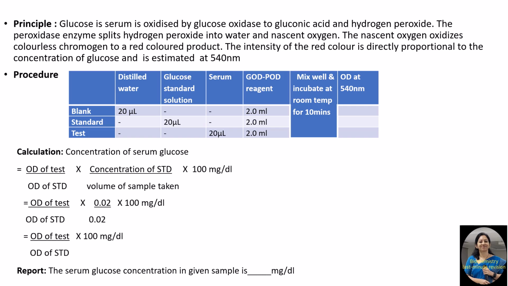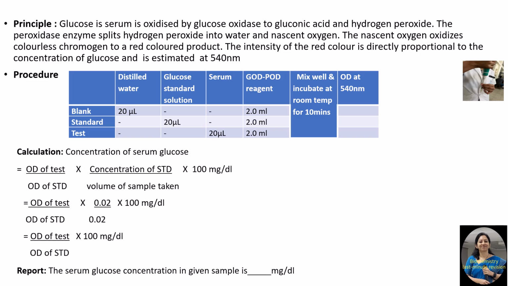Now what is the procedure? First, you need to take 3 test tubes and label them as blank, standard and test. To the test tube labeled blank, you need to pipette 20 microliter of distilled water. To the test tube labeled standard, you are required to pipette 20 microliter of glucose standard solution. And to the test tube labeled test, you are pipetting 20 microliter of serum.